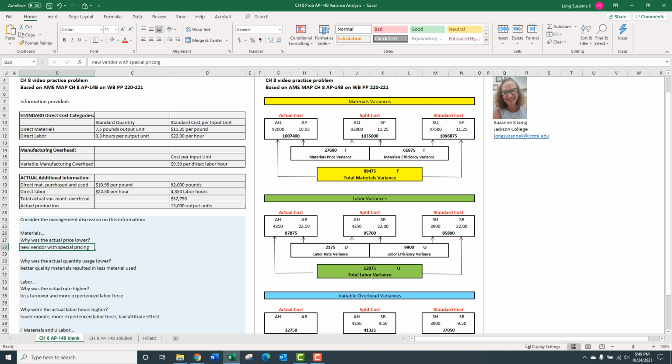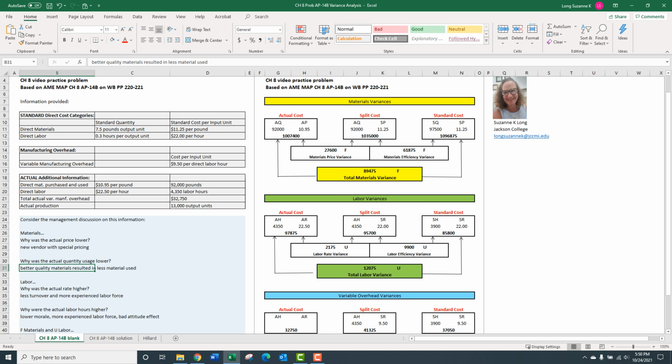Okay, and then we saw the quantity was lower. Why are we using less? My idea was maybe we're using better quality materials. I don't know if you've ever worked on a project around the house, but if you go with cheap materials, sometimes things break, and then you've got to buy more to do it. And maybe this new vendor has slightly better materials. And the result is we have less scrap, less waste. Overall we're just using less material as well.